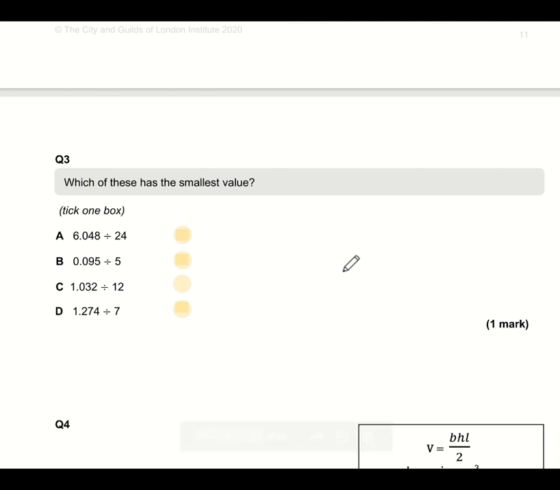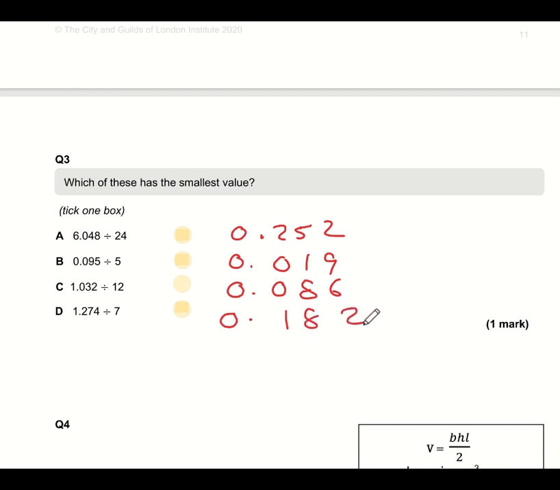Question number 3. Which of these has the smallest value? Well, probably the best thing to do is just type them all into your calculator. So 6.048 divided by 24 is 0.252. 0.095 divided by 5 is 0.019. 1.032 divided by 12 is 0.086. And 1.274 divided by 7 is 0.182. So which is the smallest?